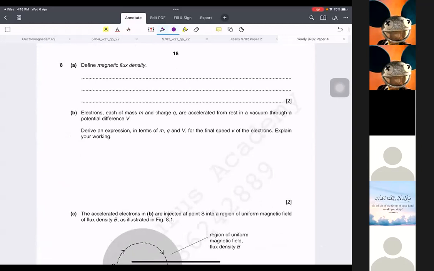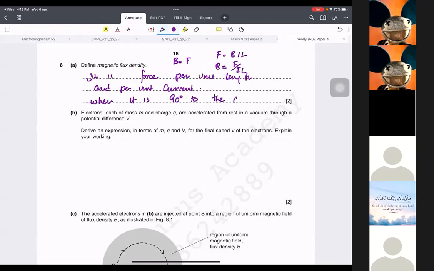Define magnetic flux density. So magnetic flux density, you could say that flux density B. You can apply it as force. Force is basically BIL, right? So you can write B equals force over current times length. So you can say it is force per unit length and per unit current, where it is 90 degrees to the current or length. So this writing is important. One mark for this, one mark for this.